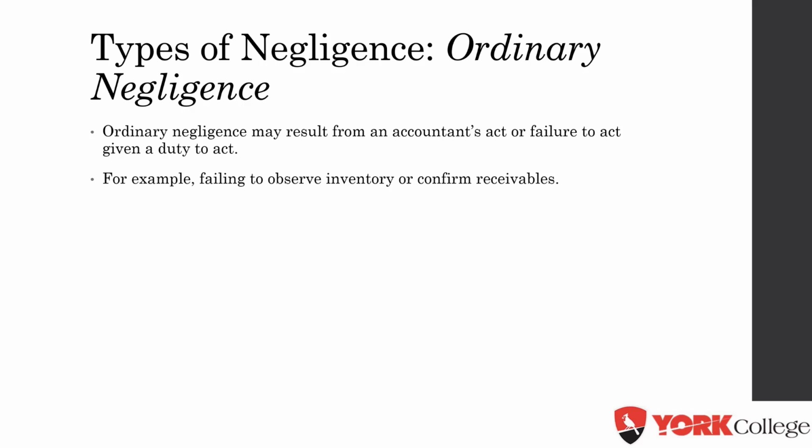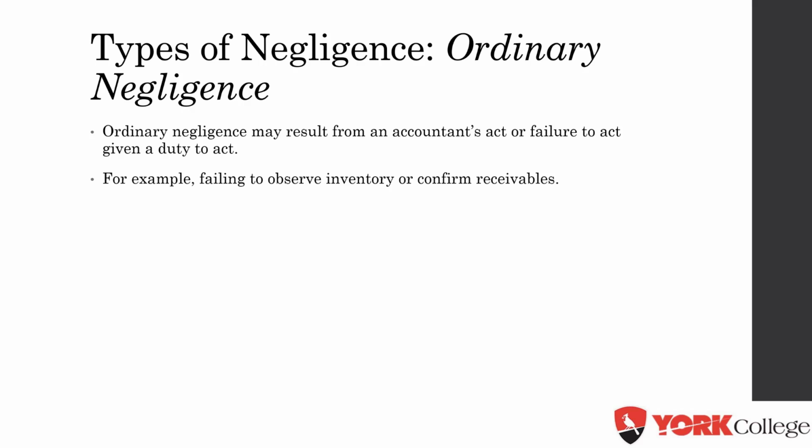So now that I went over negligence, here is another way to categorize the negligence rules that I just taught you. What I just taught you would be defined as ordinary negligence, and another definition would be ordinary negligence as a result of an accountant's act or failure to act given a duty to act.